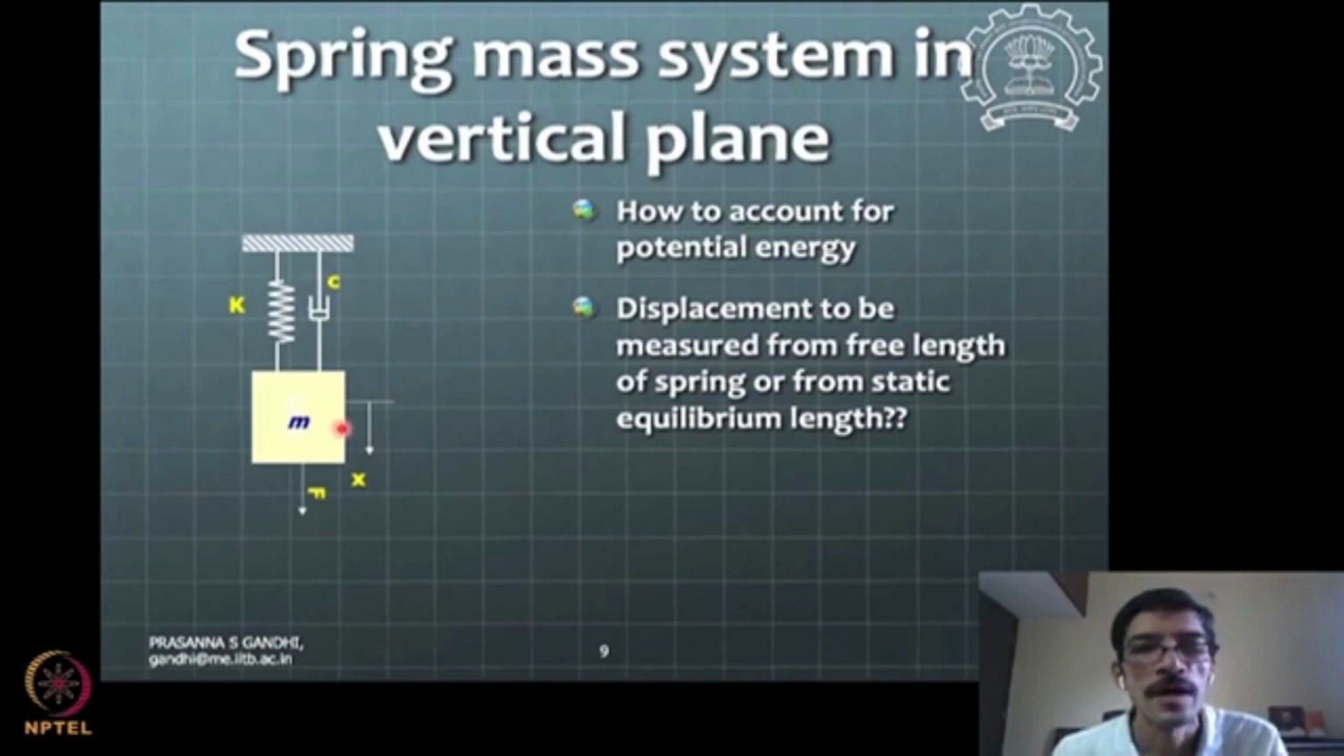So I would suggest that you apply the Lagrangian formulation for the case where you have a free length of the spring, and see the equations for yourself. If you have any doubts, we can discuss more later. Okay, so you do that and then you proceed to the further recording.